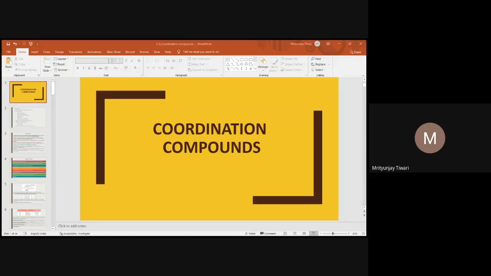So this is how we find the oxidation number and other things. Let us now look into the central atom or ion. The definition of central atom or ion we have already seen.